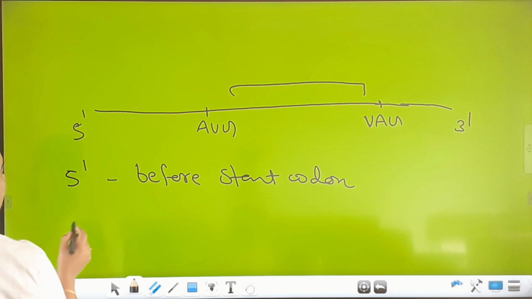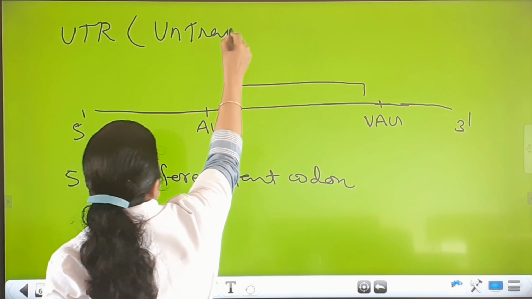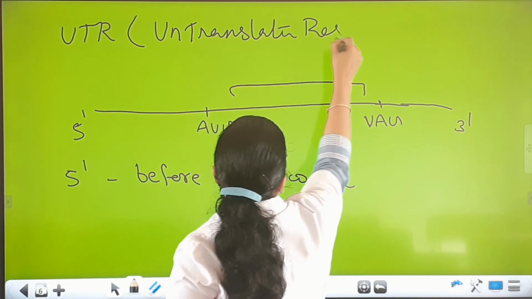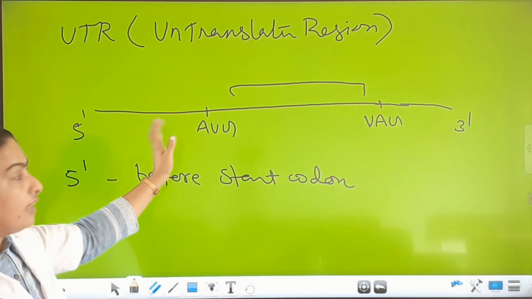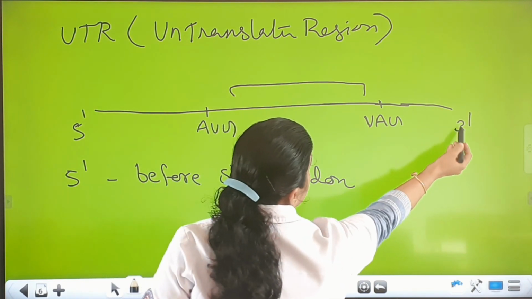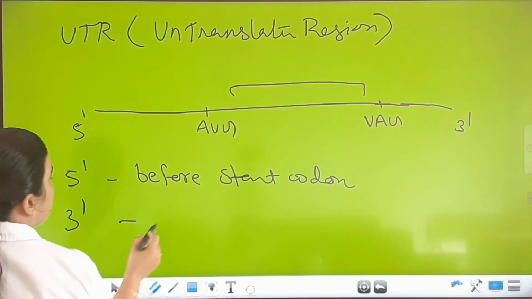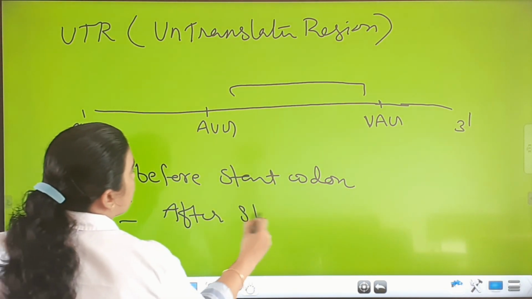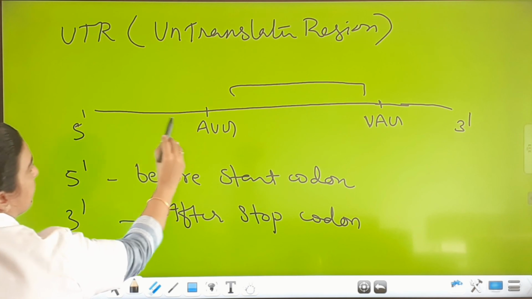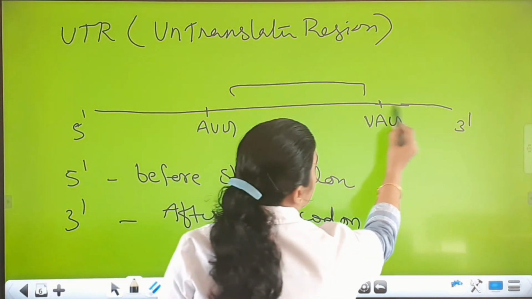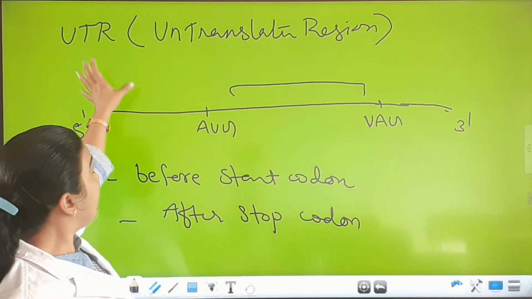There are some regions called UTR. They are called untranslated regions. That means translation does not occur in this area. There is another region after the stop codon, that is the 3' region after the stop codon. You can see these areas. In these areas there is no translation process, and after the stop codon also no translation occurs. So these areas are called untranslated regions.